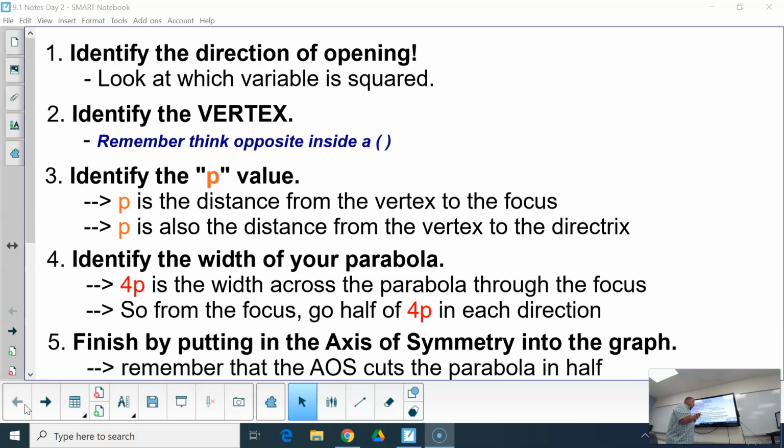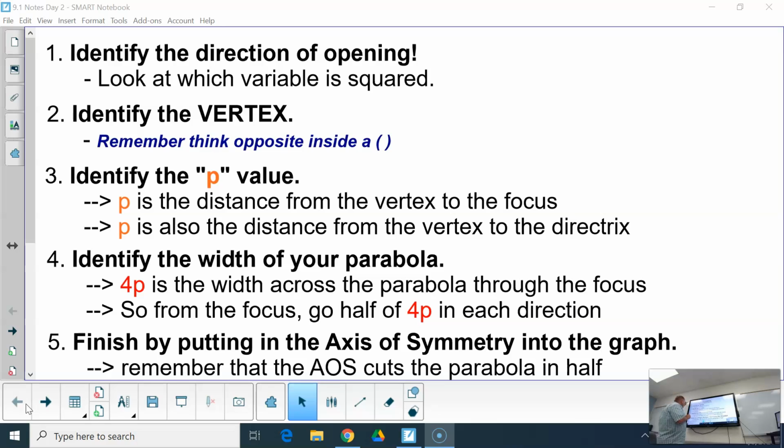So the first thing that we have to do when we're graphing a parabola is we need to identify the direction of opening. Okay, so we look at two things. First thing we look at is which variable is squared. If x is squared, it's up or down. If y is squared, it's left or right. Second thing we look at is the non-squared variable's coefficient. If it's positive, it would open up or to the right. If it's negative, it would be down or to the left. So we look at that. That's the first thing. Figure out which way it's opening.